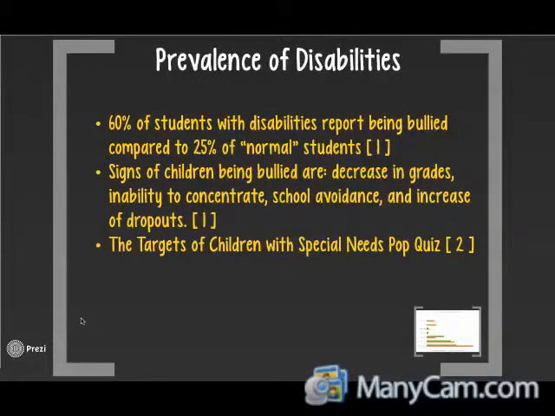Regarding the prevalence of disabilities, 60% of students with disabilities report being bullied compared to 25% of students without disabilities. Signs of children being bullied are a decrease in grades, inability to concentrate, school avoidance, and an increase in dropouts.